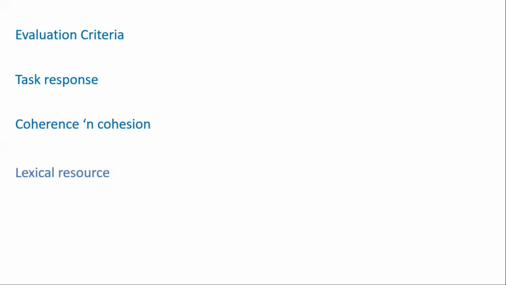And then lexical resource is all about vocabulary. It's not just about using hi-fi vocabulary. It's about using the apt vocabulary. Then grammar is an ocean, we will deal with it. And before that, the structure is going to be this.